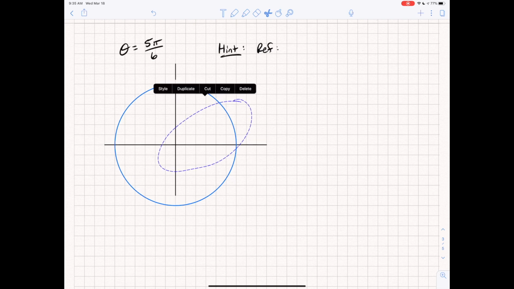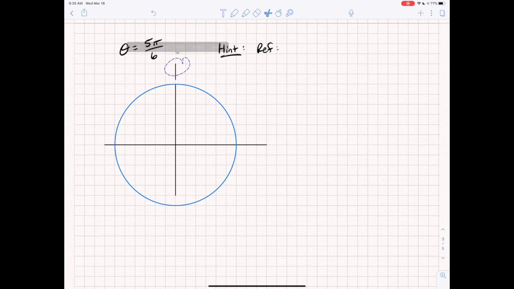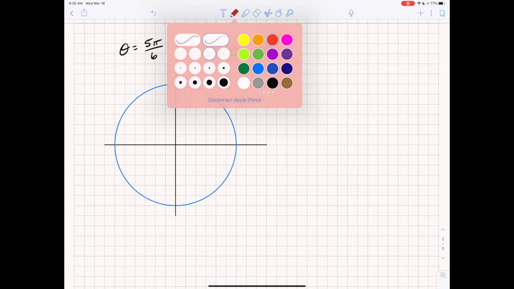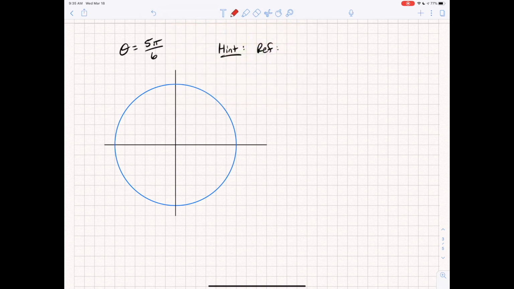The circle's falling apart. It won't move. There we go. Okay, so I'm going to go ahead and draw 5 pi over 6. Well, 5 pi over 6 first sets up about right here. Nailed it. So here's 5 pi over 6.